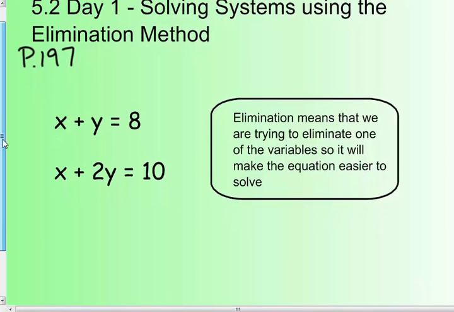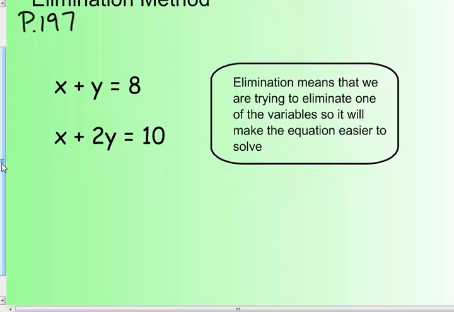So x plus y equals 8 and x plus 2y equals 10. Here are two of our linear equations. Elimination means that we are trying to eliminate one of the variables, so it will make the equation easier to solve for the other variable. Eliminating one of the variables. So how do we do that?